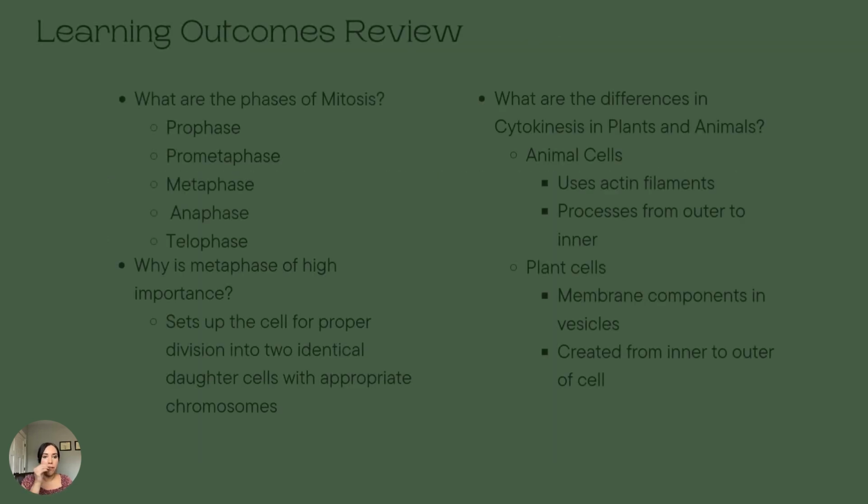So just a recap of what our learning outcomes were: we learned about all the phases of mitosis, the importance of metaphase, and remember the main importance of this phase is to ensure that you have two identical daughter cells on each end. And then your animal cells use actin while your plant cells use a cell plate.